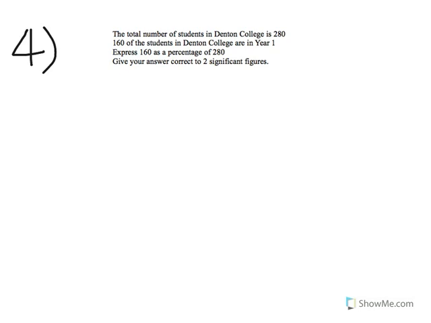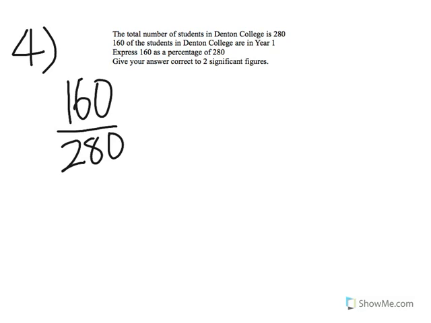Now it's so simple, you're just being asked to express 160 as a percentage of 280. So first of all, the fraction of the number of students in year 1 to the number of students in Denton College is just 160 over 280, since 160 out of the 280 students are in year 1. And now you're being asked to express this as a percentage.